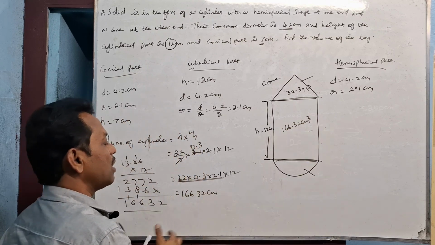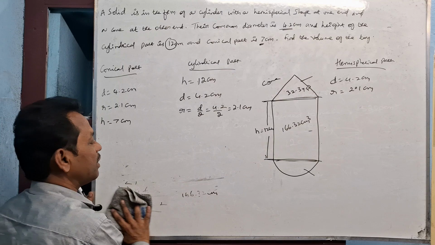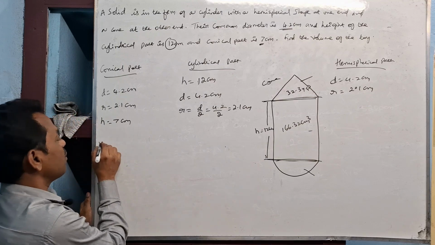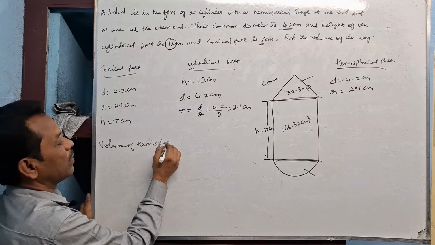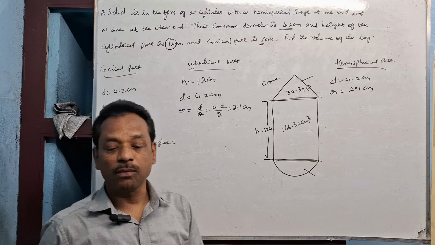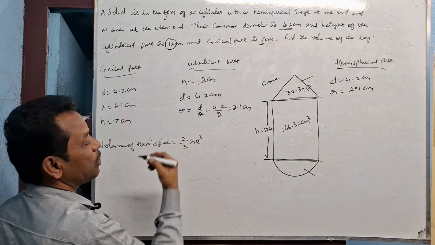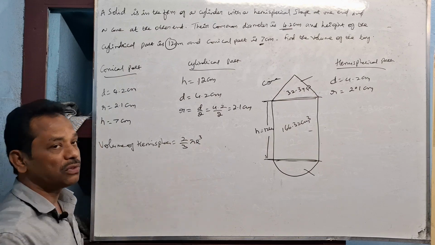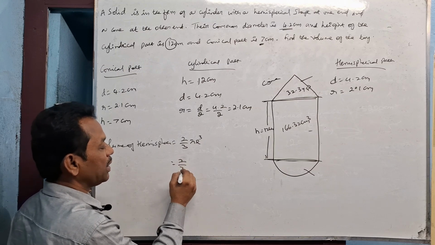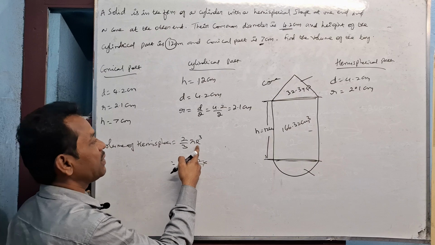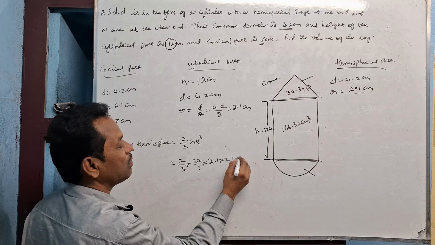Understood? Right. Now we'll go for the volume of the hemisphere. What is the formula to find the volume of a hemisphere? 2 by 3 pi r cube. Let me simplify. 2 by 3 into 22 by 7 into the radius for the hemisphere, 2.1, so 2.1 into 2.1 into 2.1.